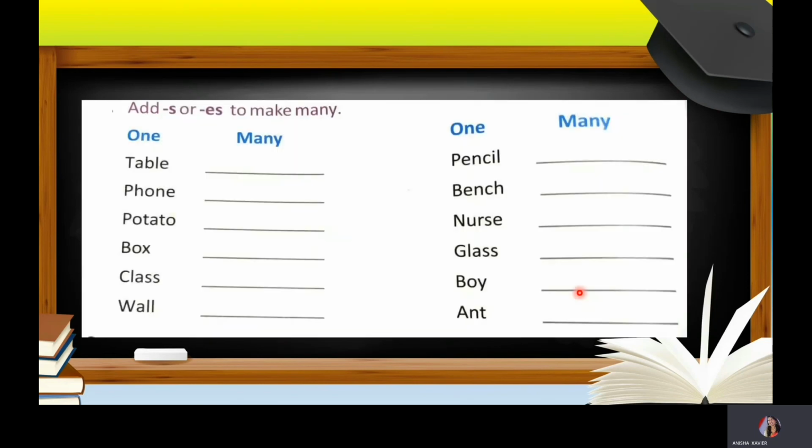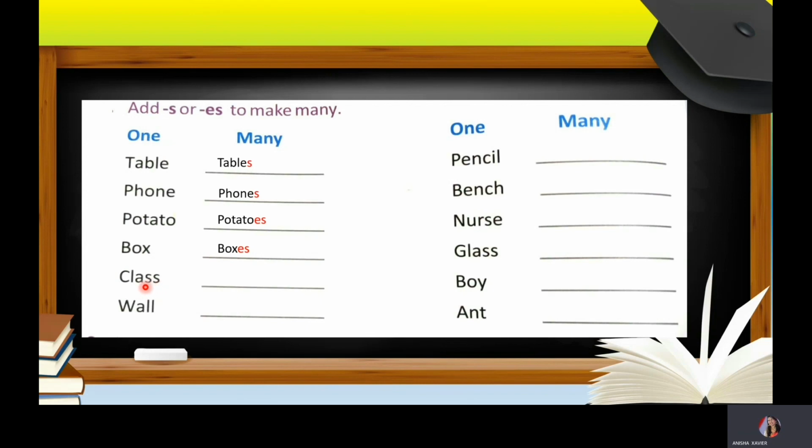Now we are going to have one last exercise before we wind up this class. Now we need to change these singular forms into plural forms, okay. So let's begin with the first one, table, tables. Very good. The next one, phone, phones. The next one, potato, potatoes. Very good, girls. I hope you are telling all the answers to your parents. Box, boxes. Very good.